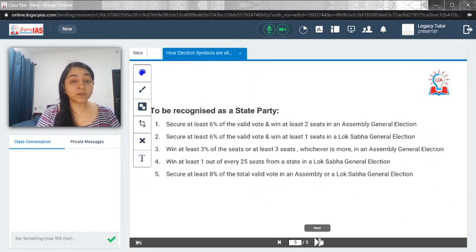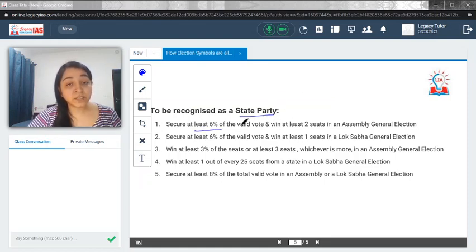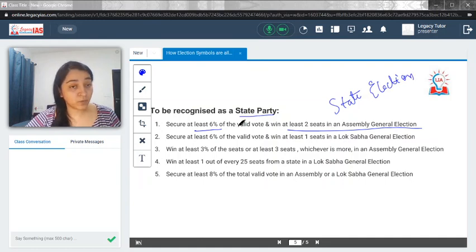Now there are also certain conditions to be recognized as a state party. What are those? At least 6% valid vote and win at least 2 seats in the assembly general election. So whenever there is a state legislative assembly election, in that case at least 6% valid vote as well as 2 seats. So this is an 'and' condition: 6% valid vote plus 2 seats.